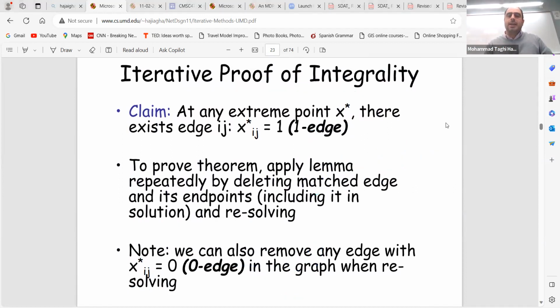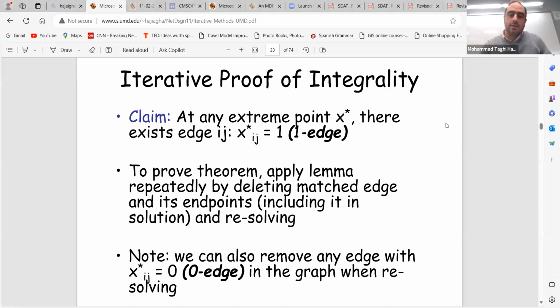So what is the claim? The claim is that at any extreme point X star, there exist edges ij with X_ij equal to 1. Generally this is the case, so you can say that in these LPs, we will get these. There are some X_ij that become essentially 1 or 0. These are the good ones, or sometimes 1/2. Sometimes we have some constraint that we will essentially relax.